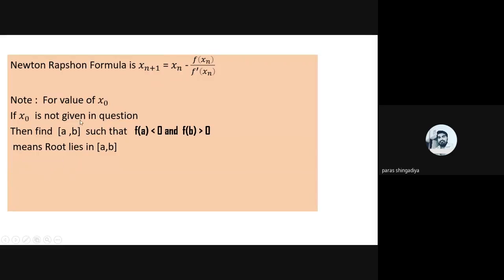You just predict one interval AB where f of a is negative and f of b is positive, and then we can consider its average value, a plus b by 2, for the value of x0. If it is not given, we use this trick to predict x0, and then we can easily identify x1 and so on. And if it is already given, use this value in this formula and find x1, the first iteration for the roots.